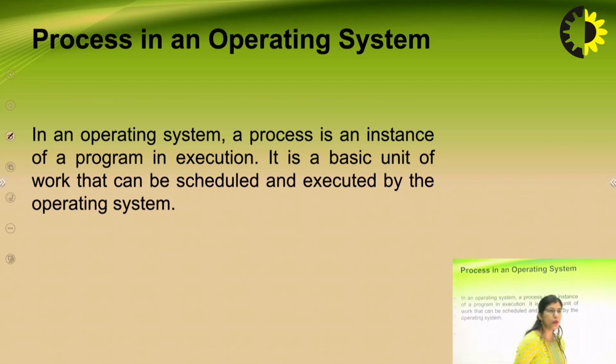So moving on to what is a process. In an operating system, a process is an instance of a program in execution. Process is a program in execution, which means any program that is assigned a CPU and is in a running state, running in the CPU, is known as a process. It is a basic unit of work that can be scheduled and executed by the operating system.